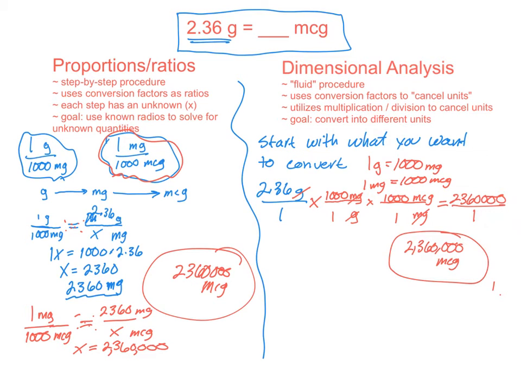I hope you can see the difference between these two. Proportion, each step uses an unknown. We are relating these ratios here with an equal to sign, and we cross multiply to solve for that unknown. Dimensional analysis, there are no unknowns. There are no variables in here. I'm starting with what I want to convert, and I'm using my conversion factors to cancel out units.